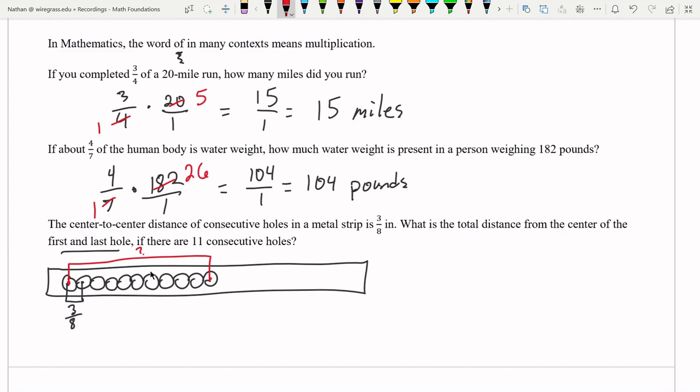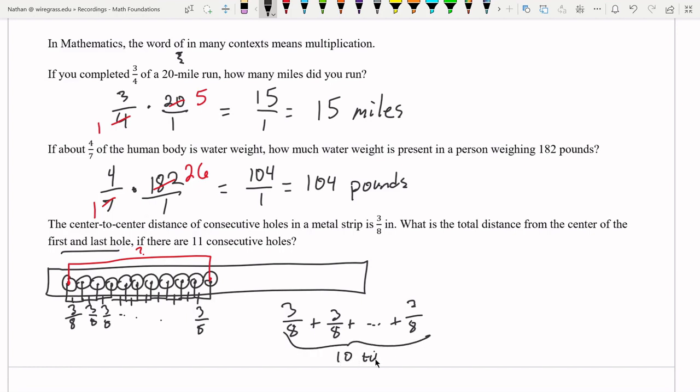What's that distance? Well, once again, the center distance, right? Here, here. Each one of these things is 3/8. So 3/8, and then 3/8, and so on. All these things are 3/8. And how many of them are there? Well, we can just count, right? 1, 2, 3, 4, 5, 6, 7, 8, 9, 10. So we have 3/8 plus 3/8 plus 3/8 plus 3/8 plus 3/8, a total of 10 times.